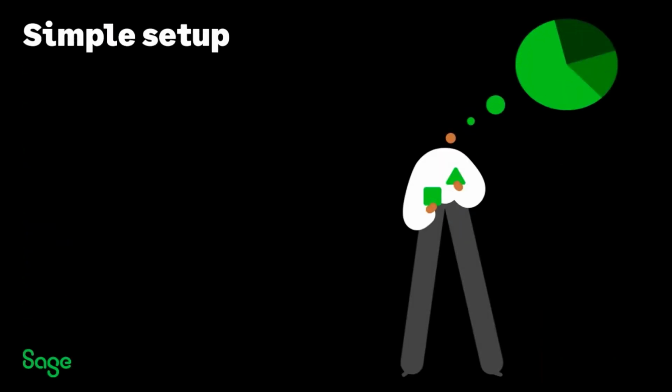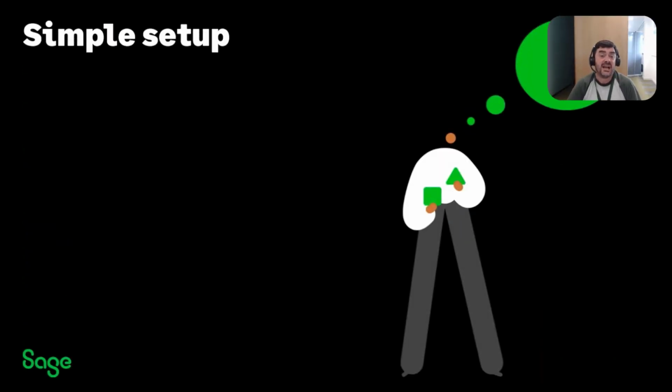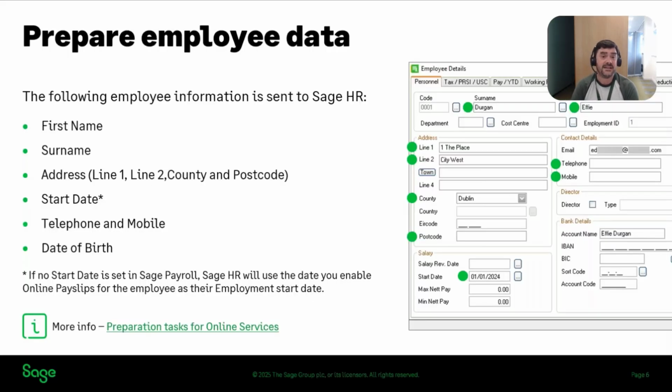And we're going to start with a little bit of preparation just to ensure that this is a completely smooth process and it minimizes any potential issues you may come across. Now, when you first set up online payslips for your employee, an employee profile will be created in Sage HR using the details from their payroll record.